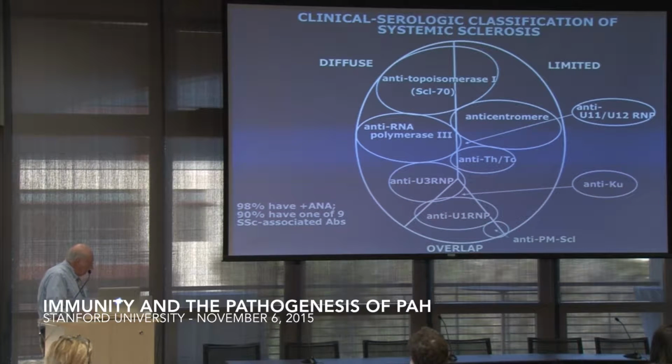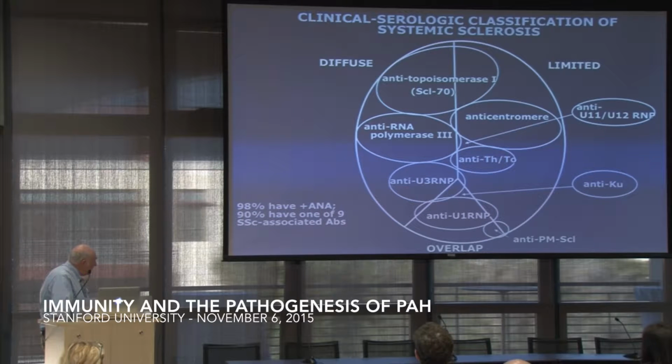So this is my concept of the clinical and serologic classification of scleroderma. On the left is diffuse disease, on the right limited, and at the bottom overlap. Those are our clinical methods of classifying the disorder. And then I've superimposed on this the autoantibody types that we most commonly recognize.